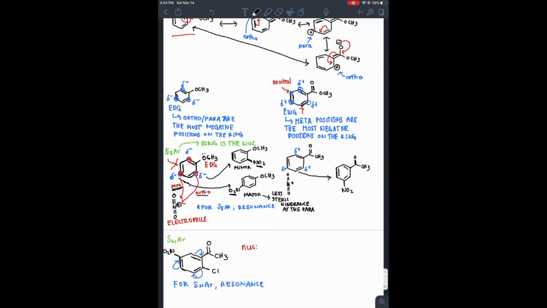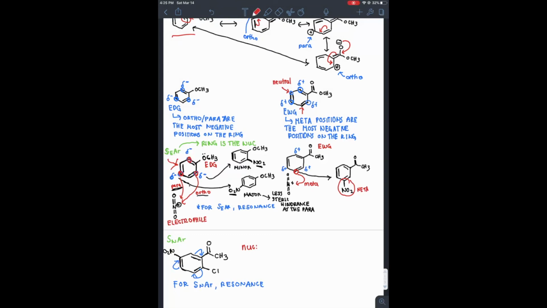In the case of an electron withdrawing group, with this carbonyl right here, we establish this is an electron withdrawing group. Remember, it's the meta position that is the most negative on this ring. And because it's the most negative, this is the position that will attack our electrophile, which in this case is still the nitronium ion. And so the product we end up with is the NO2 group, the nitro group, being added to the meta position.